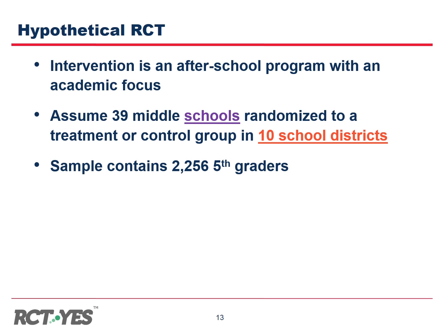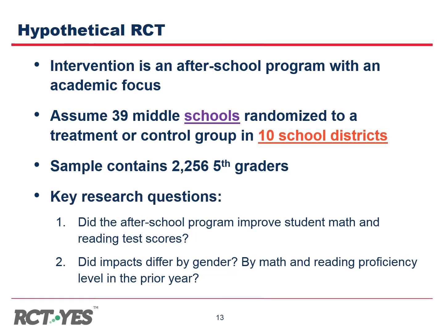Now this is a relatively complex and large RCT, but the data format for this example is very similar to the format for less complex RCTs. The key research questions are: 1. Did the after-school program improve student math and reading test scores? And 2. Did impacts differ by gender, by math and reading proficiency level in the prior year?